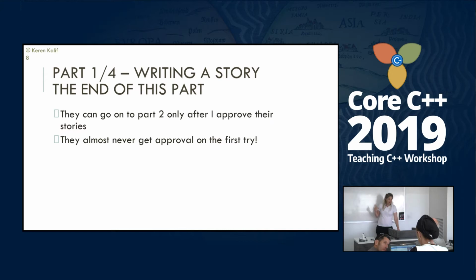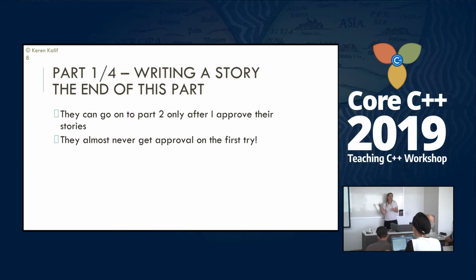By the end of this part, they can go to part 2 only after I approve their story. I almost never approve the story at the first shot they write me. We make sometimes 4 to 5 iterations till I approve their story, because they write it in a document, and they need to write it and clarify, not tell me, "Oh, but I meant that." It needs to be very, very well defined in the word, and soon you're going to understand why.